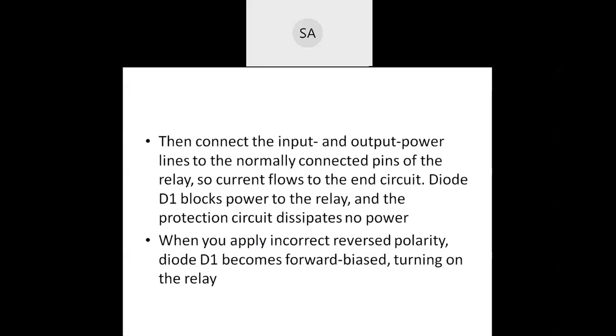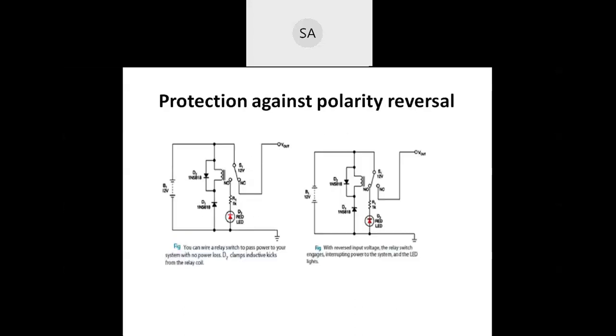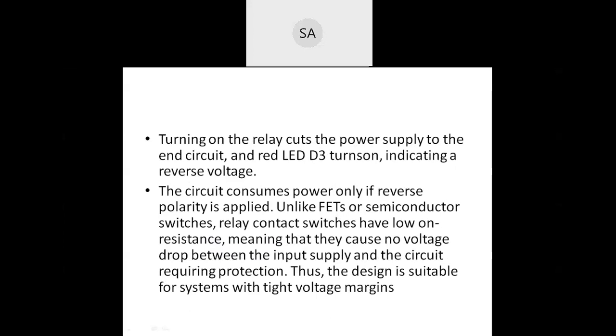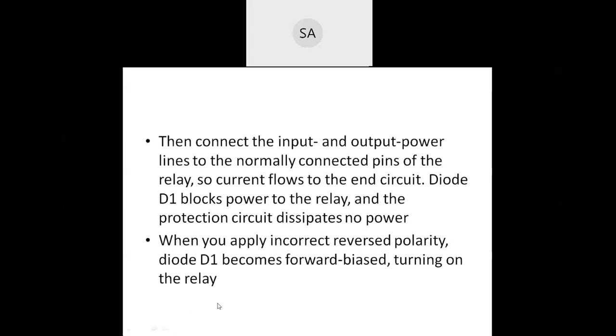When you apply incorrect reverse polarity, diode D1 becomes forward biased, turning on the relay. If you are applying the reverse polarity, you are applying the positive polarity to D1, so it will be forward biased and will conduct. So what will happen? The relay will turn on.